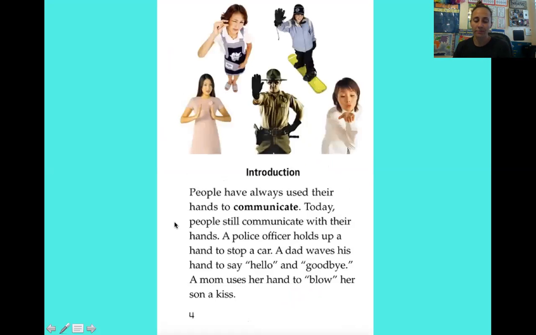The introduction. People have always used their hands to communicate. Communicate, remember, means to talk. Today, people still communicate with their hands. A police officer holds up a hand to stop a car. A dad waves his hand to say hello and goodbye. And a mom uses her hand to blow her son kisses. Mwah. We use our hands all the time.